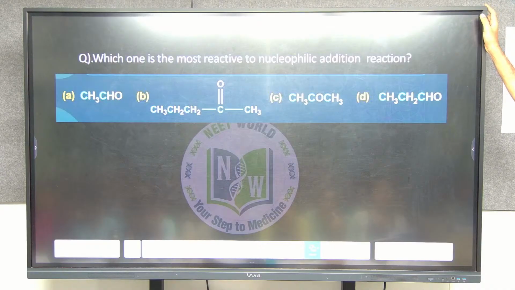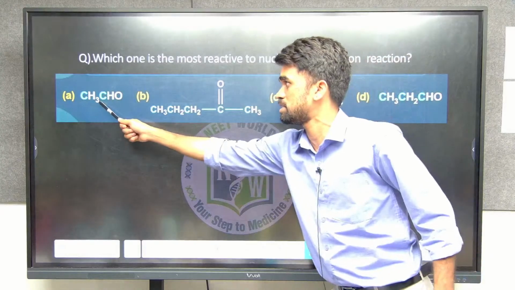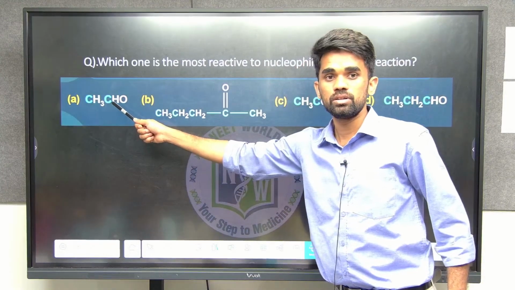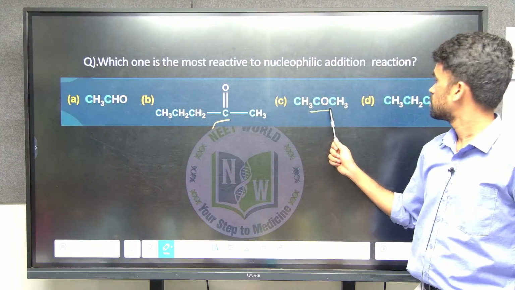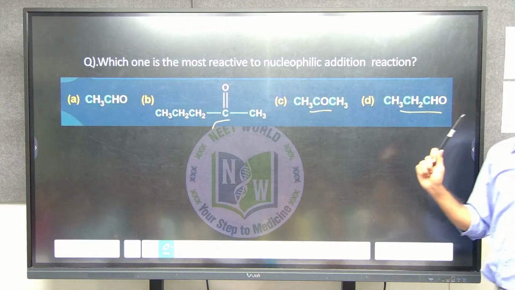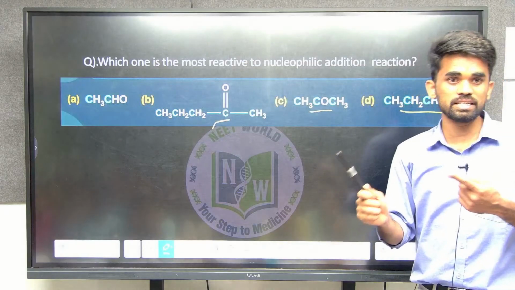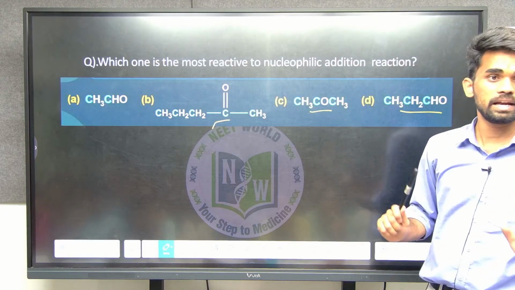Which one is most reactive towards nucleophilic addition? So what I told you: more electron deficiency, more reactivity towards nucleophile. So which will undergo nucleophilic addition readily? See, this is aldehyde first. Aldehyde or ketone? Aldehyde. What about this? Ketone. This one? Aldehyde. So we know aldehydes are more electron deficient than ketones. So definitely aldehyde is our answer.